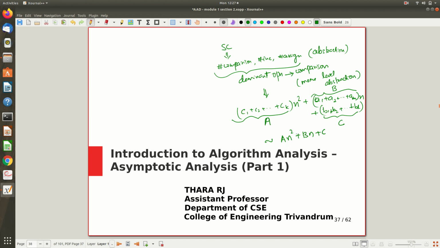Now from this point, we are moving on to something called asymptotic analysis. Asymptotic analysis basically focuses on the dominant term. Here it is like a dominant operation, and accordingly you are giving the analysis like this. If you look at this, here also I have some more abstraction, in the sense that when I write the time taken as C1 plus C2.